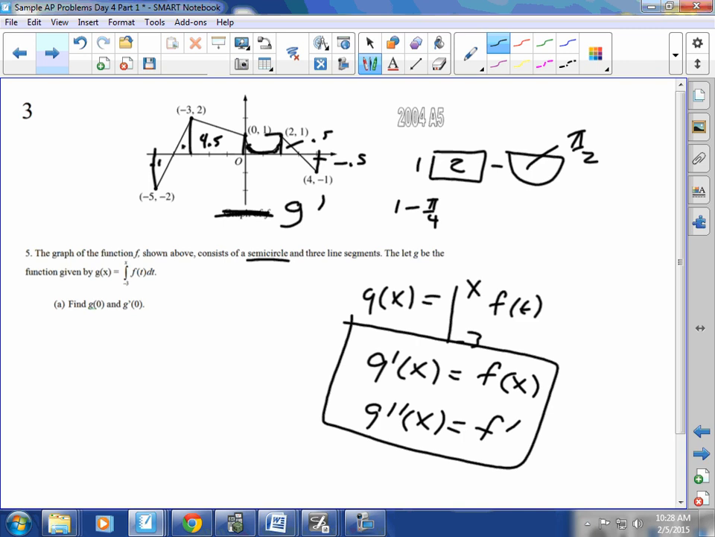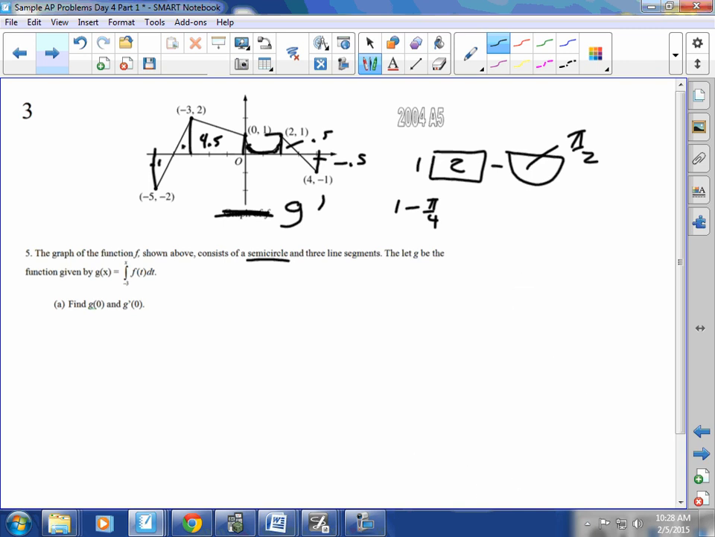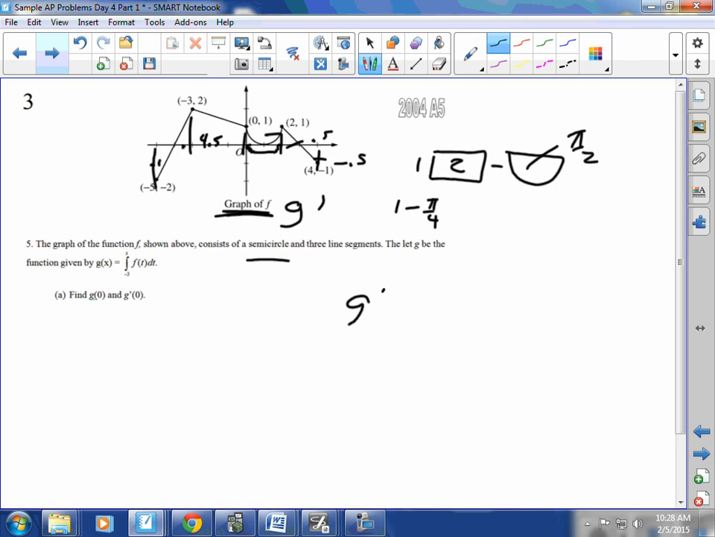Okay. How about the sign testing? G prime. My interval is from -5 to +4. Where does G prime have its roots? -4, 1, and 3. And it appears to go negative, positive, positive, negative, like that.